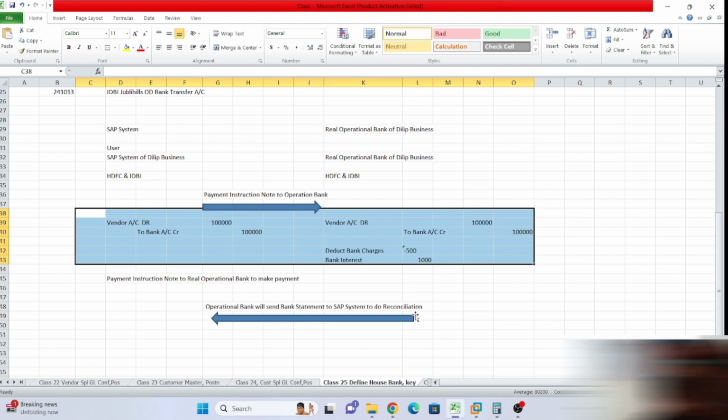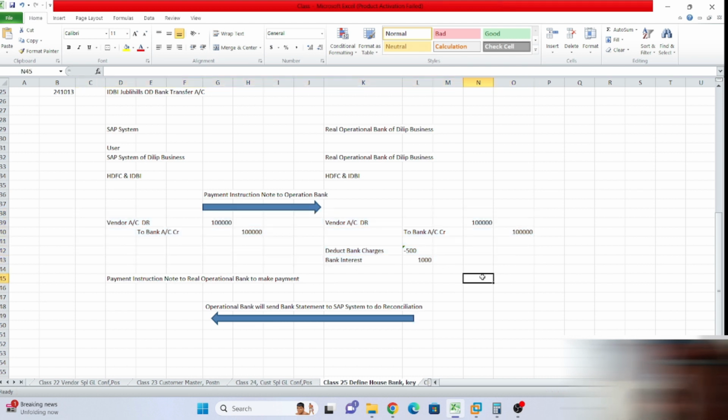One question, sorry to cut. Will the bank people have the visibility to see this SAP? No, no. Why would they need it? The user has made the payment in the SAP system, and they are sending one instruction note, which has complete details about the payment: who is the vendor, what is the amount, in which currency. They will simply make the payment referring to the business payment instruction note.